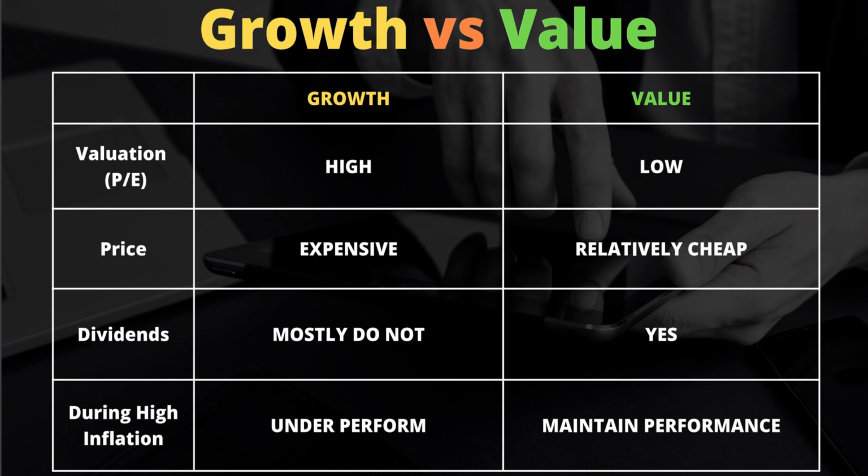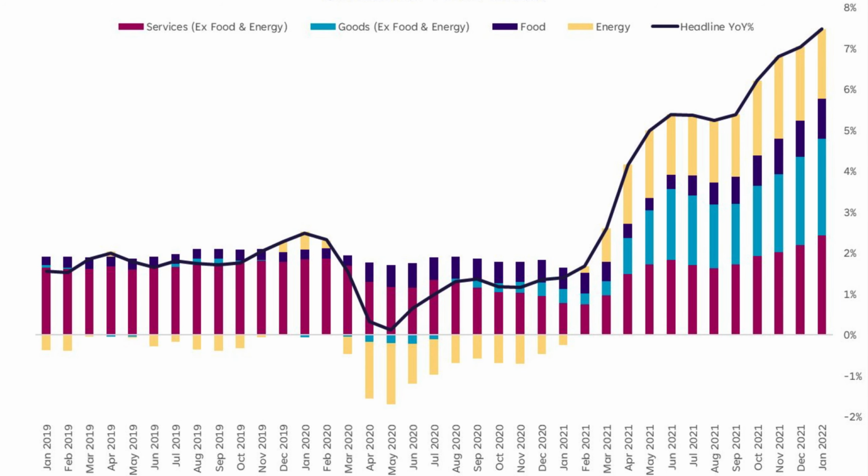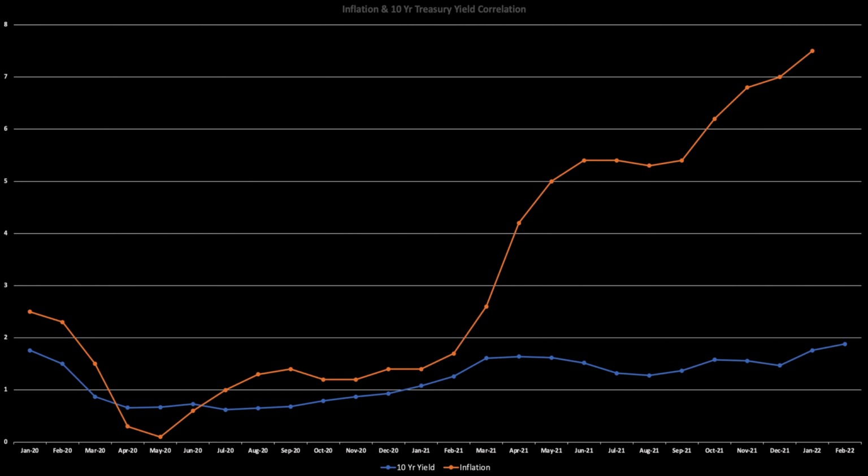Growth stocks also tend to underperform when inflation is high, as the rate at which such companies borrow money is proportional to the inflation rate. Commonly, the 10-year treasury yield is referred to as the borrowing rate. The higher the inflation, the higher the borrowing rate. Let us look at this chart that shows the correlation between inflation and the 10-year treasury yield.